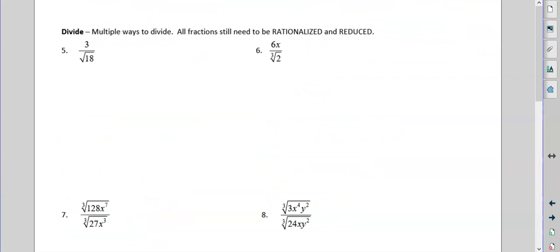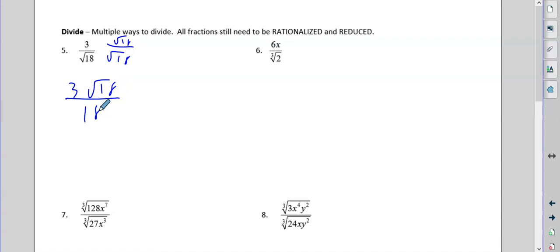All right, multiple ways to do this. Now I'm going to show you 2 ways on this one. It is a square root, so we need to multiply by radical 18 over radical 18. This is one way to do it. On the top, that gives me 3 radical 18, and on the bottom, that gives me just 18.